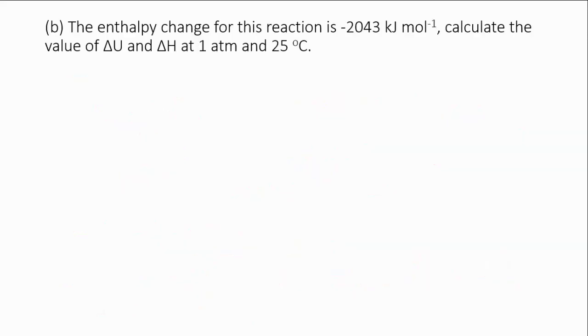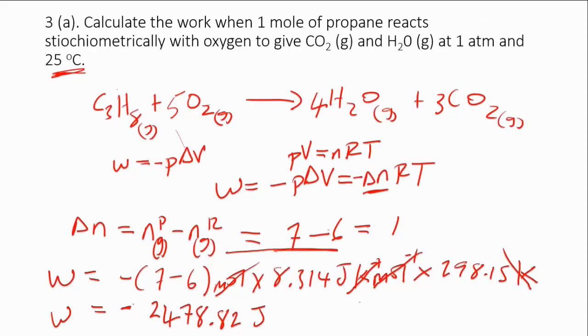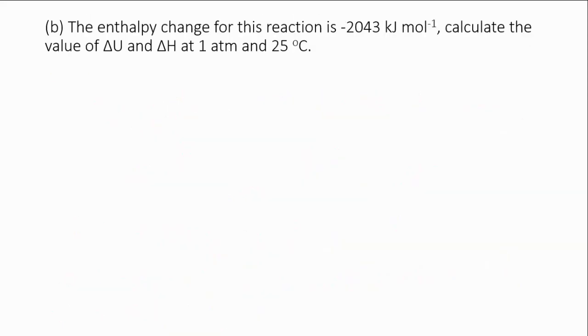Okay, let's try another question. It's part B. It says the enthalpy change for this reaction, and I guess it's referring to the reaction from part A, is minus 2043 kilojoules per mole. Calculate the value of delta U and delta H at 1 atmosphere and 25 degrees Celsius. All right, let's see if we can do that.